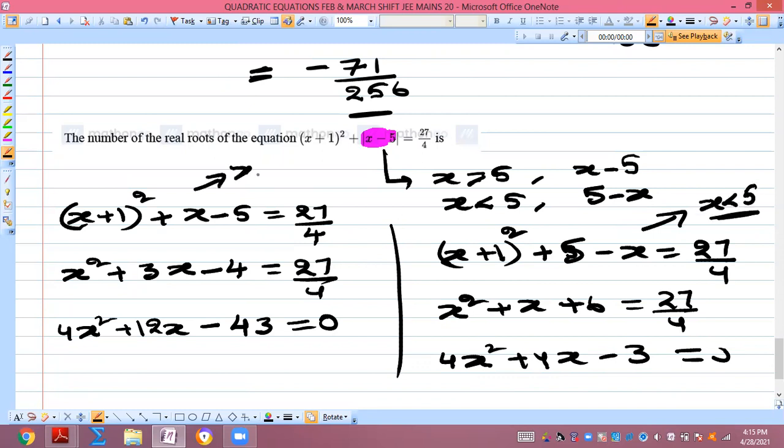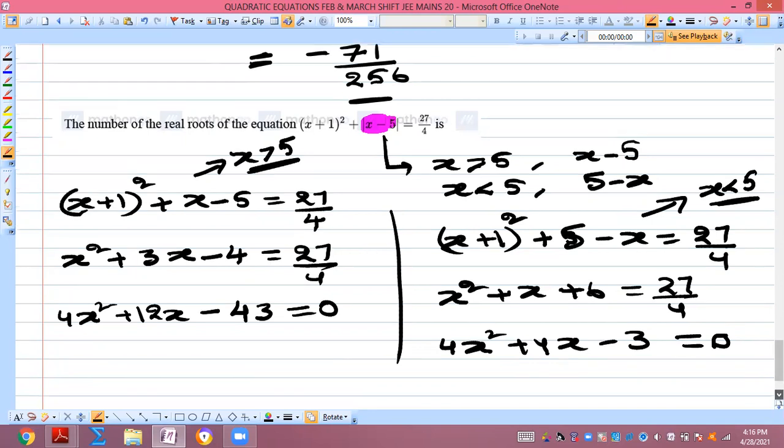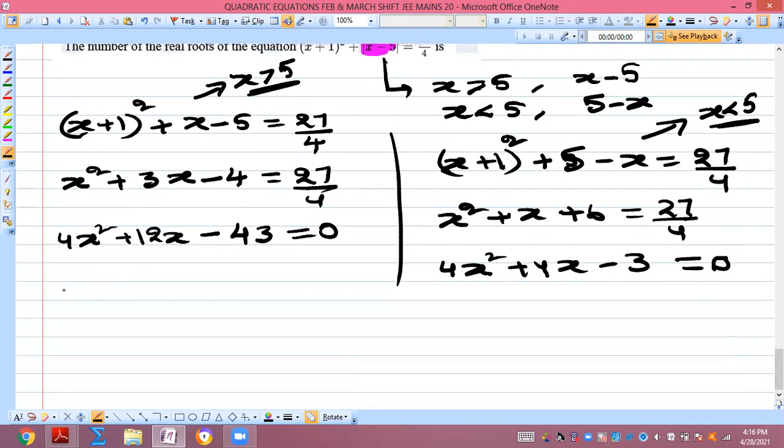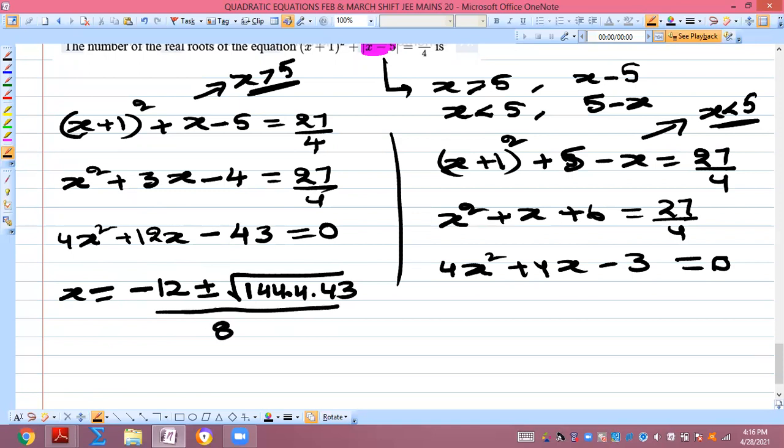This is when x is more than 5. Now we require just the number of real roots, so we don't require exact solutions. So once check this discriminant, or else directly we can solve it also: x is equal to minus b plus or minus square root of b square, 144, it will be plus. Okay. Some big number is coming, but we won't consider minus. Why? Because x value should be more than 5. So from here only one real value. From here only one real value.